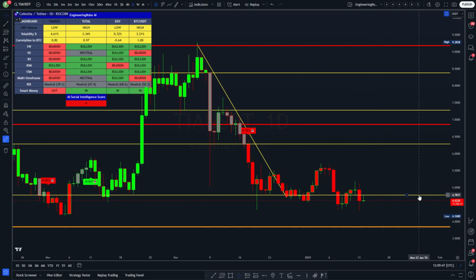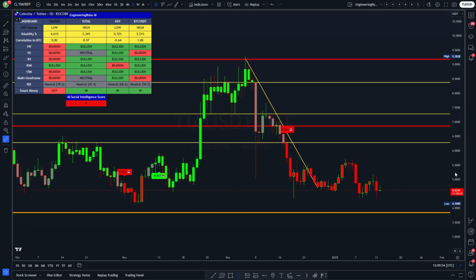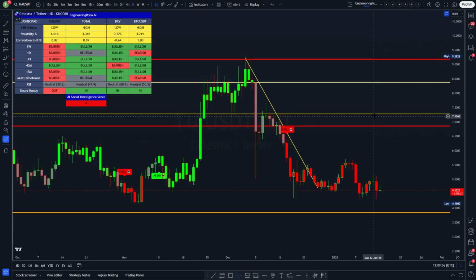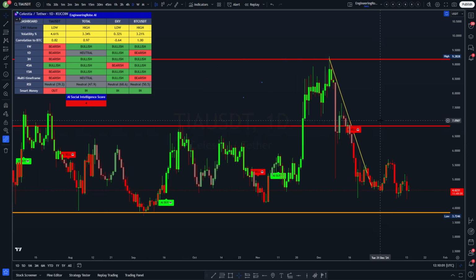Now, it's currently under the support line that I drew, but according to EngineeringRobo AI, where it uses a number of different calculations and previous price actions mixed in with Fibonacci levels, the price point that is of particular interest is around the $3.80 price point. I'm going to put that on there right now.